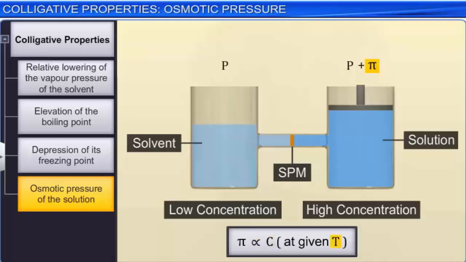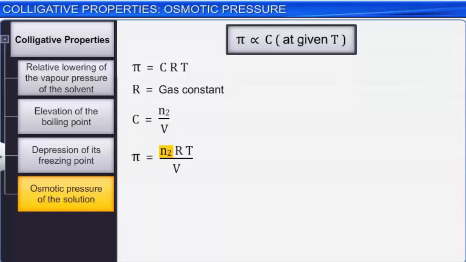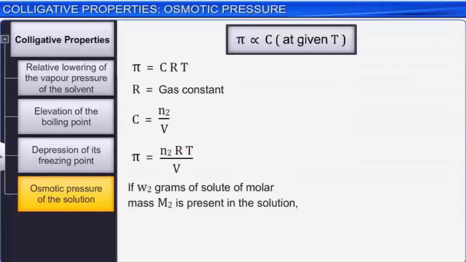Thus, pi is equal to C multiplied by R multiplied by T, where R is the gas constant. If the solution contains N2 moles of solute in volume V, then C is equal to N2 divided by V. Therefore, pi is equal to N2RT divided by V. If W2 grams of solute of molar mass M2 is present in the solution, then N2 is equal to W2 divided by M2.